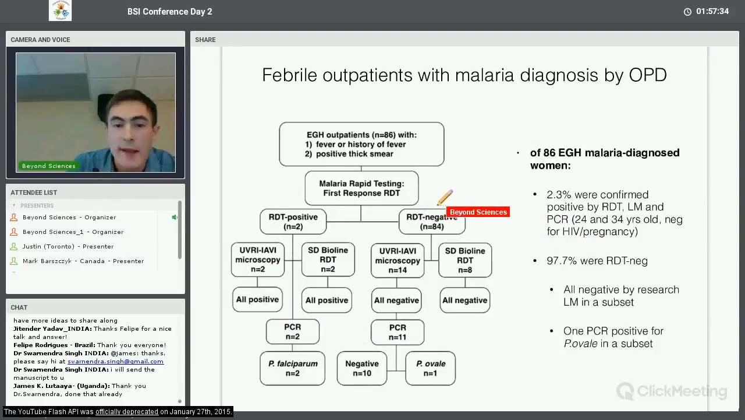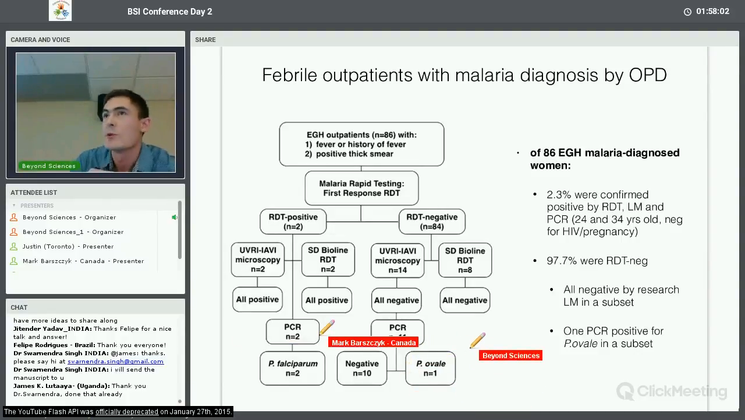Out of the 84 women that had a negative rapid test, we tested a subset of them, and by microscopy, none of these women were positive for malaria. And when a subset of these women was tested by PCR, one of them actually turned out to be positive. But interestingly enough, this sample was positive for Plasmodium ovale, which is a much rarer parasite in the region as compared to Plasmodium falciparum.